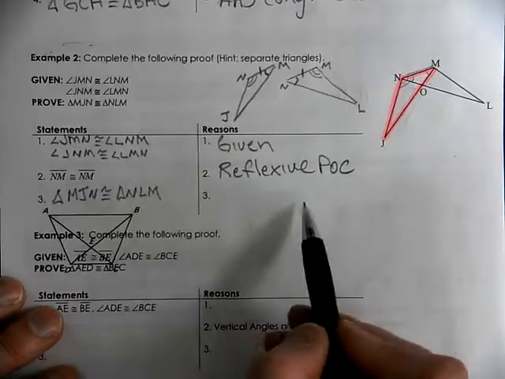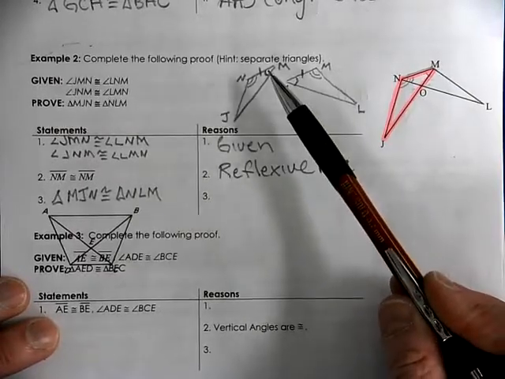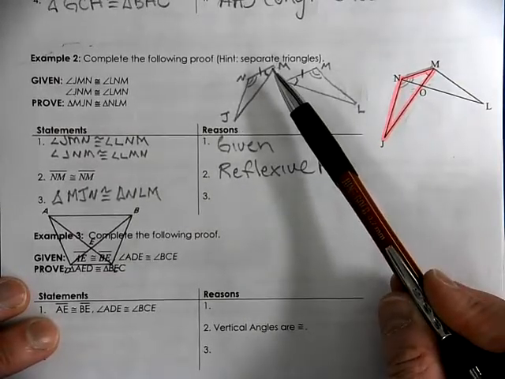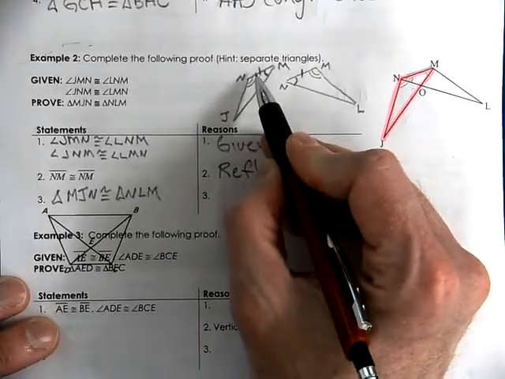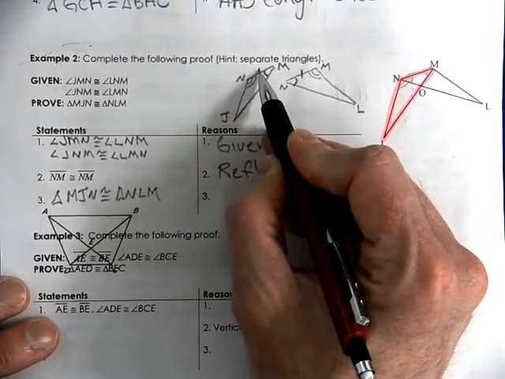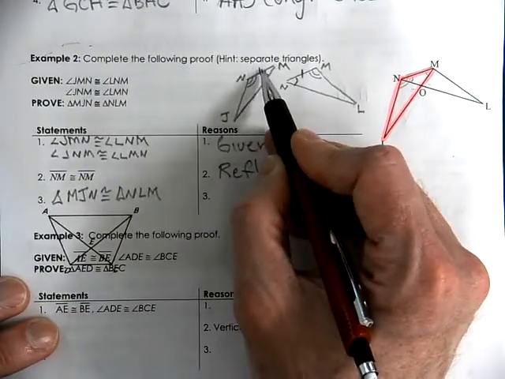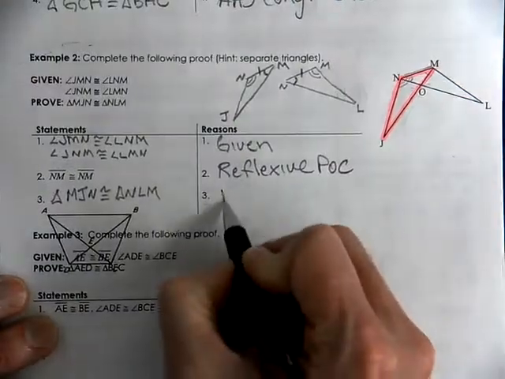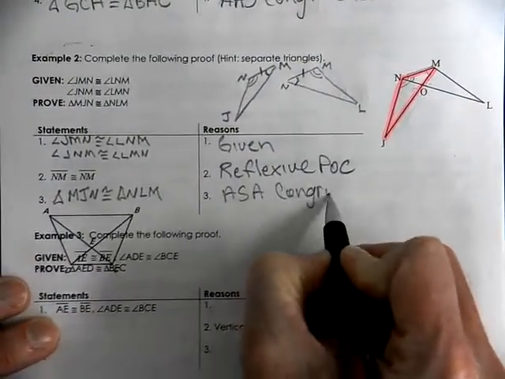We have 4 different reasons so far. What's the reason that we notice here? Come up to your figure and try to look at what you know. We have an angle, followed by a side, followed by another angle. 2 angles and the included side. Angle, side, angle. Congruence.